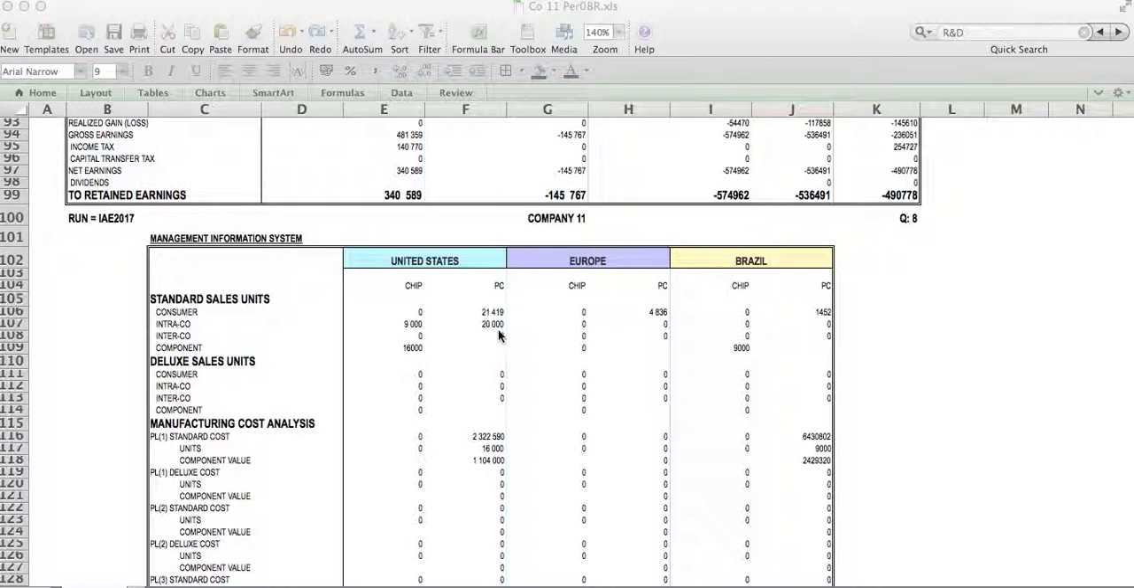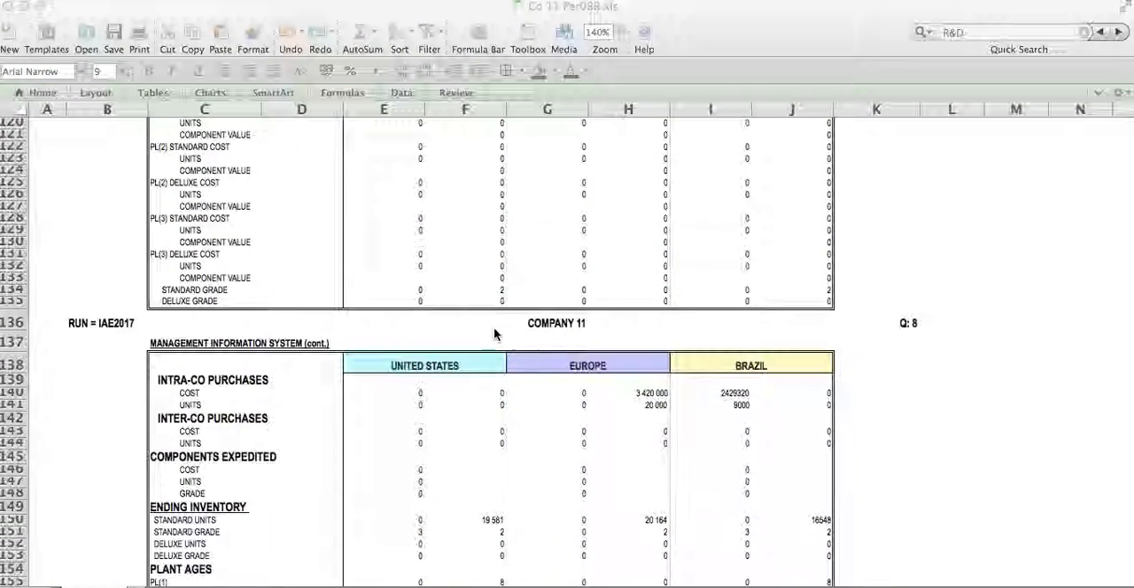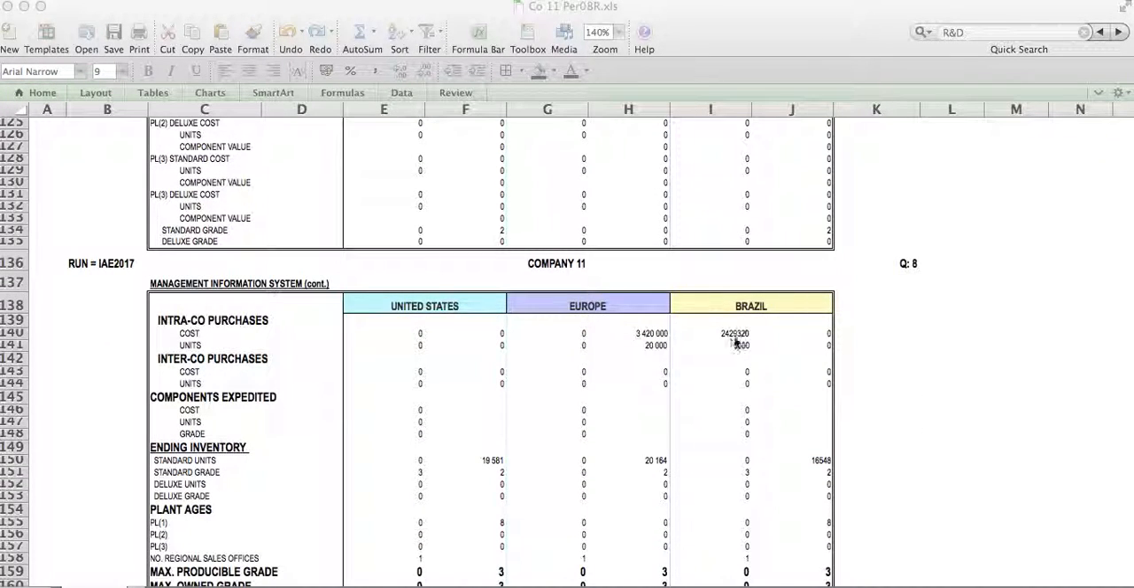to another area, and 20,000 PCs. We see here where they went. The 9,000 chips, as we suspected, went to Brazil, and the 20,000 PCs went to Europe. And so we have here the cost, which is the cost decided by the company, because when you sell to yourself, of course, you have to decide a price that includes the transfer cost.